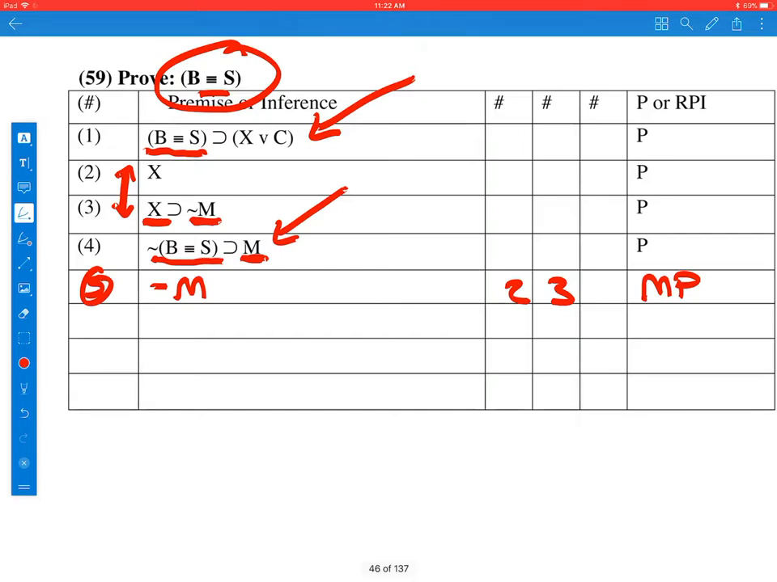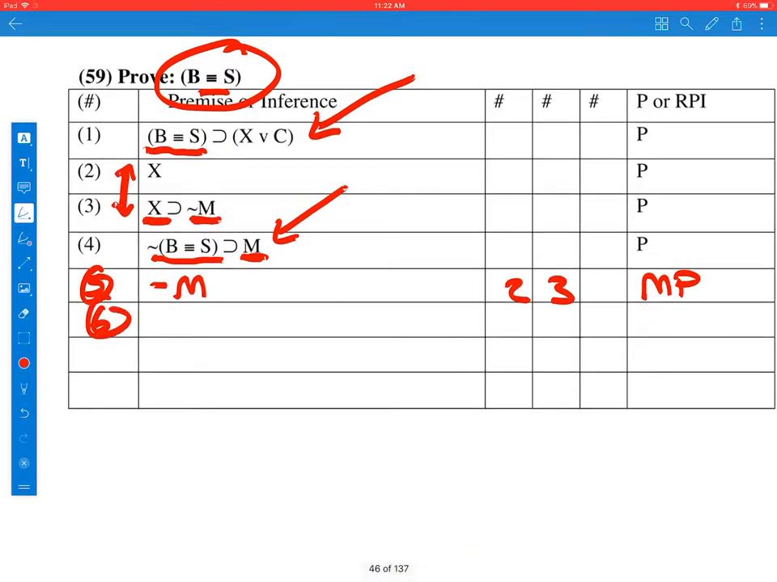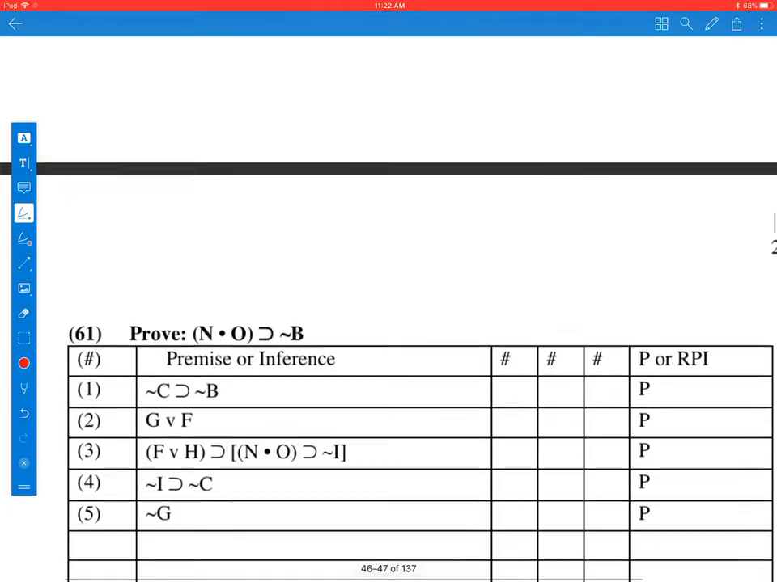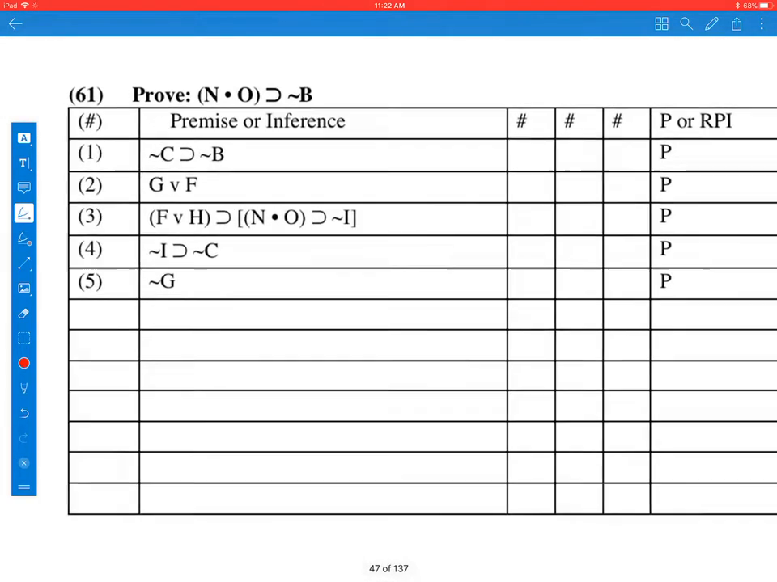Okay? And then all I have to do is a modus tollens with line 4, and I get B if and only if S, 4 and 5 modus tollens. So line 1 we never even use. It was just there as a distraction, as it were. All right, easy enough. Let's move on to the next problem.